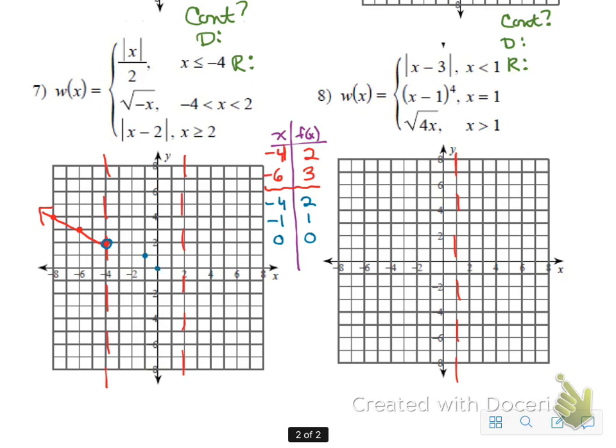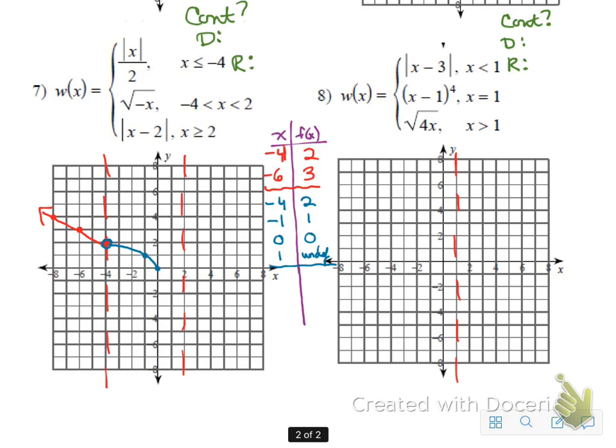Let's try 1. Well, then I have the square root of negative 1, which is undefined, so I cannot plot it. And it actually stops. We can't define anything to the right of 0 because this is a square root function. So that's the only part of the function we get to draw.